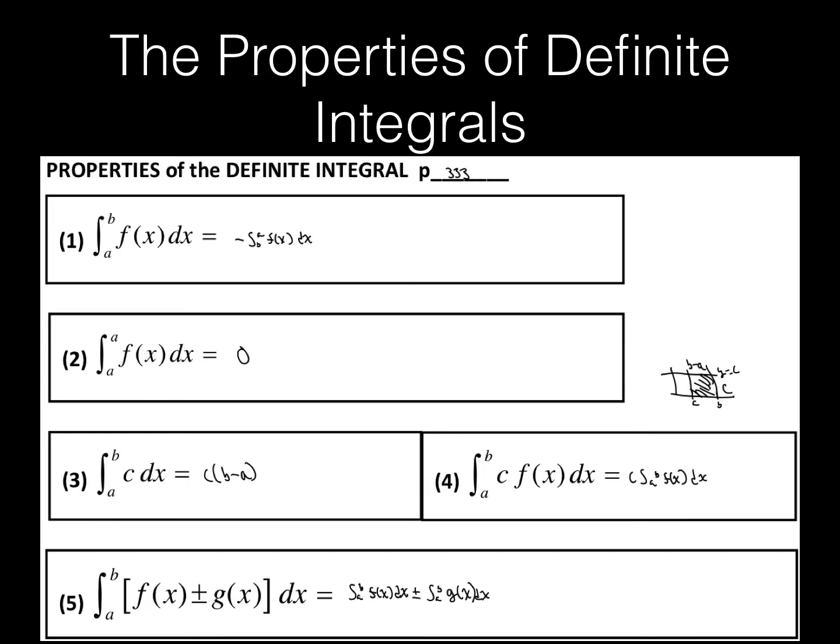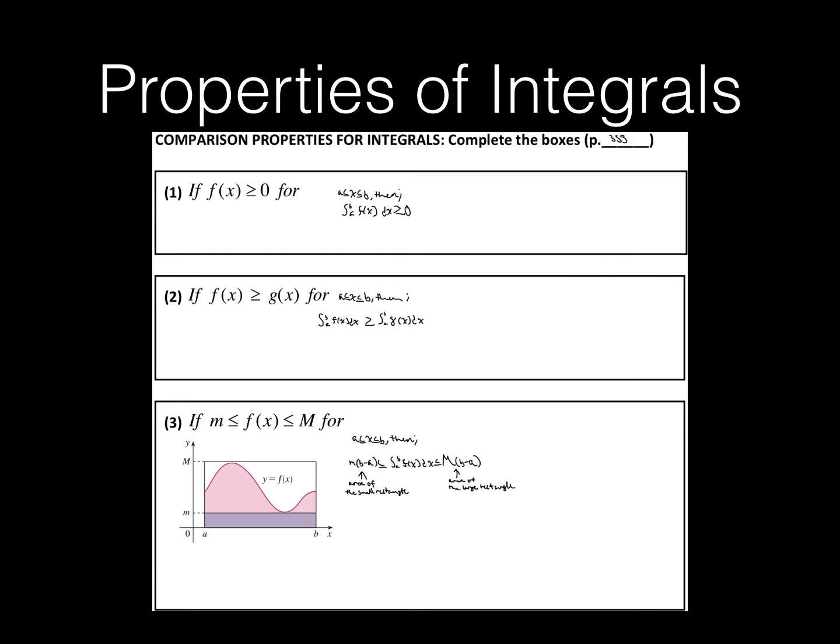And then when we have the integral from a to b of two functions added or subtracted, we simply add or subtract the integrals of the functions. So here are more properties of integrals. If f of x is greater than or equal to 0 for a is less than or equal to x, which is less than or equal to b, then the integral from a to b of f of x dx is greater than or equal to 0.